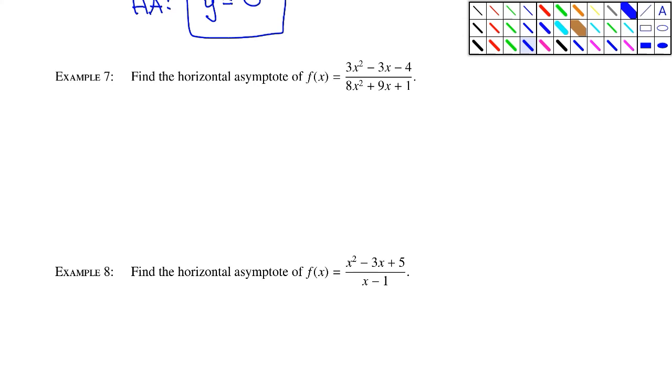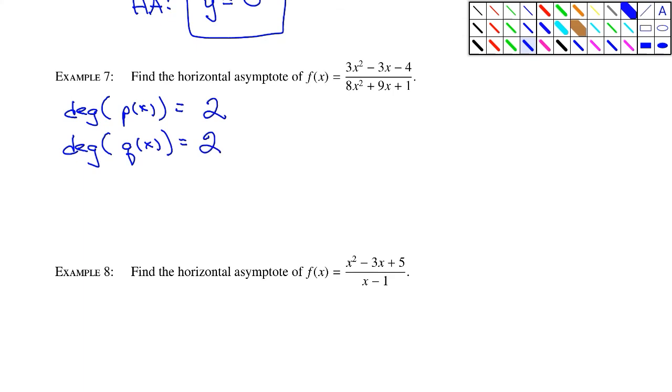Example number 7. Find the horizontal asymptote of f of x is equal to 3x squared minus 3x minus 4 over 8x squared plus 9x plus 1. So let's look at the degree of the numerator. It's a quadratic, so the degree is 2. Let's look at the degree of the denominator. The denominator is also quadratic, so it's also a 2.